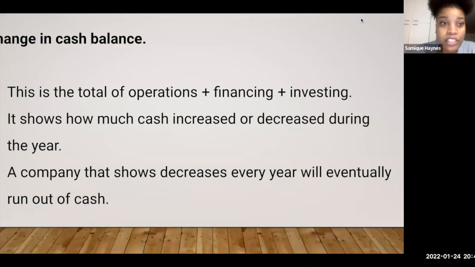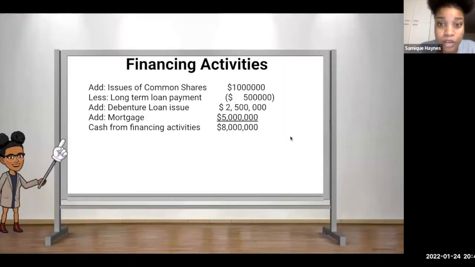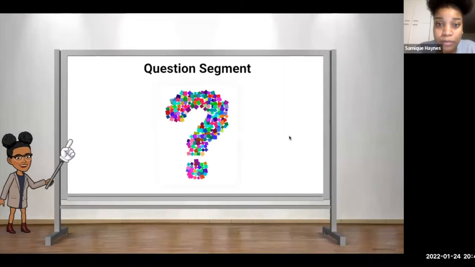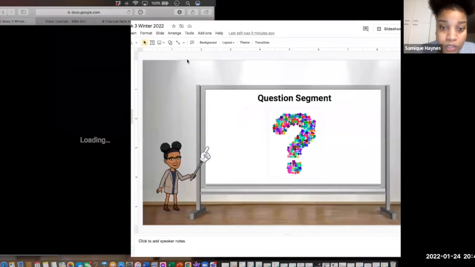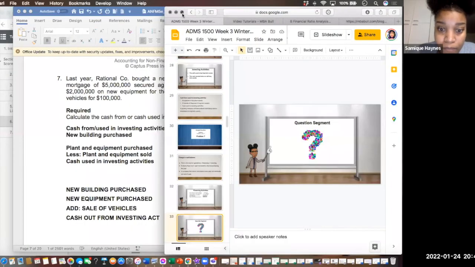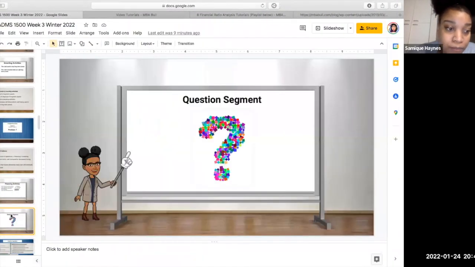Okay, good. So a change in cash balance. This is a total of operations plus financing plus investing activities, and shows how much cash increased or decreased during the year. A company that shows decreases every year will eventually run out of cash. Not good at all, right? So this was from before for our financing activities. And then any questions? Any questions at this point?